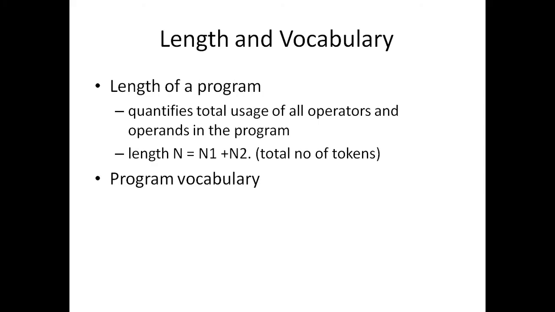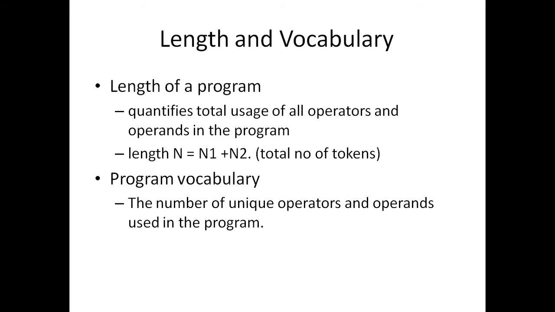Then what do we mean by program vocabulary? Program vocabulary is the number of unique operators and operands used in the program. So program vocabulary is given by eta equals eta1 plus eta2. Eta1 is the number of unique operators in the program, and eta2 is the number of unique operands in the program. So this sum gives the vocabulary of the program.